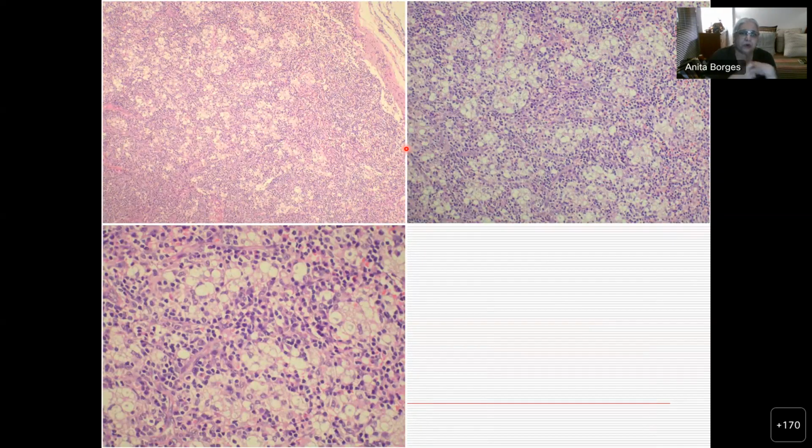Now I want you to tell me what this is. Somebody has got to give me this diagnosis in the chat box. This is not this particular case. This is another case, and I'll tell you that this is an axillary lymph node.